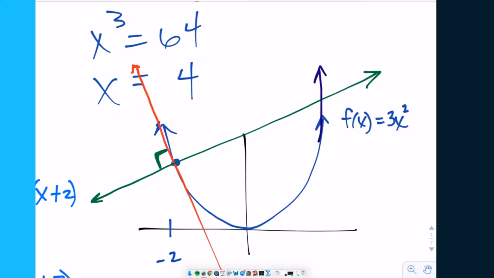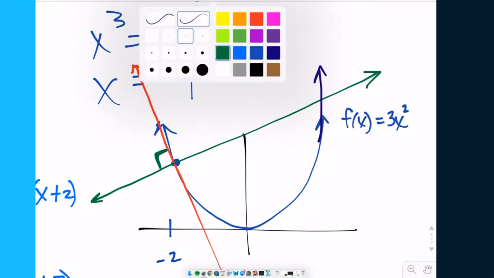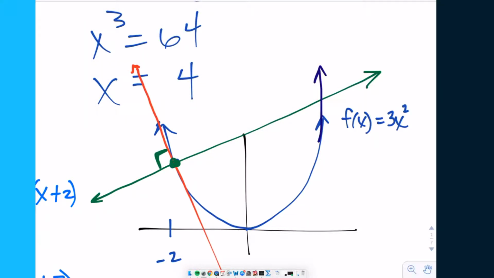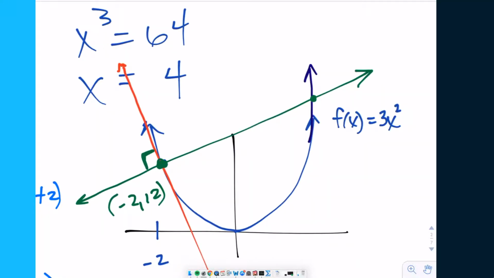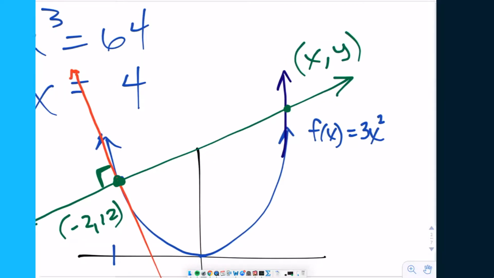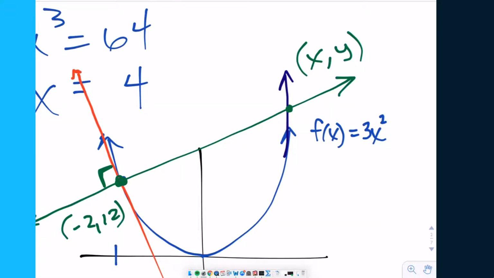So the normal line is in green, and we know one of the points of intersection, of course, is what? It's got to be the point of tangency, which is also the point of normalcy, which is (-2, 12). The only thing that we don't know is this other point over here. I'm going to call it (x, y). Or you could even call it (x, f(x)), which is 3x squared. Yeah, that eliminates the variable.